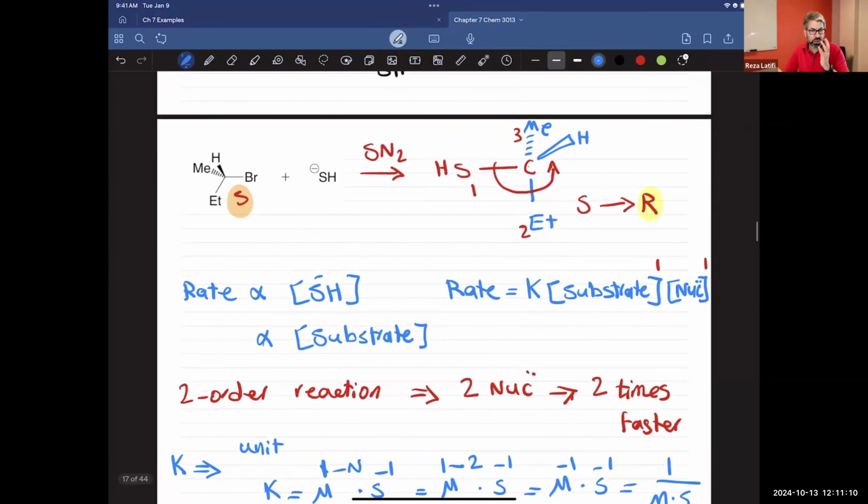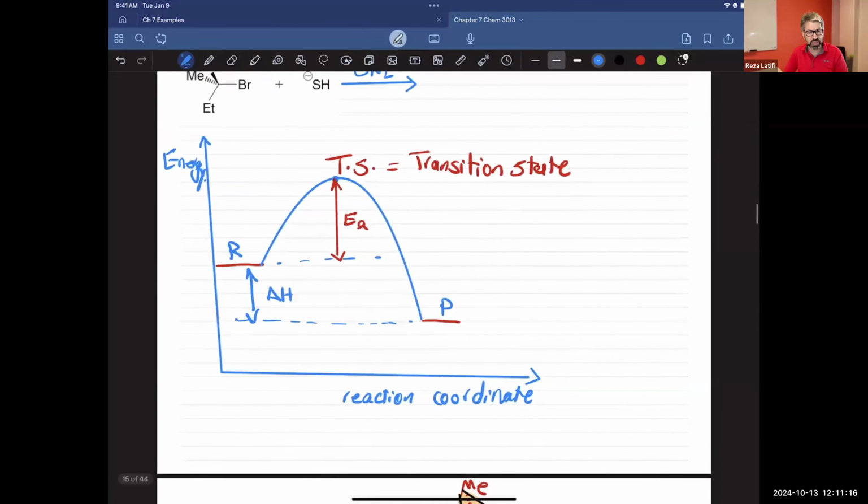Okay, so we know the reaction is concerted. What does it mean? It means the entire reaction is happening in one step. You have only one activation energy, and that activation energy is subject to the concentration of the nucleophile and the substrate at the same time.